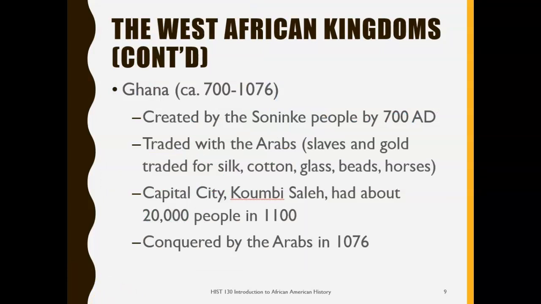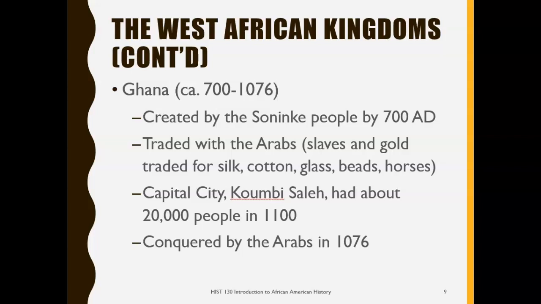The most important information that we need to remember about Ghana is this. It was created by the Soninke people about 700 AD. The Ghanaians traded also with the Arabs. They exchanged slaves and gold for silk, cotton, glass, beads and horses with the Arabs.